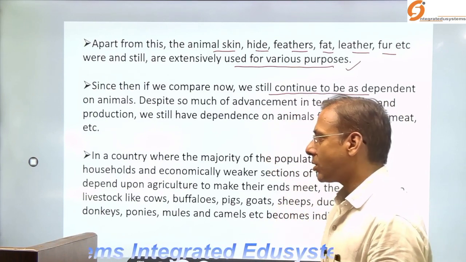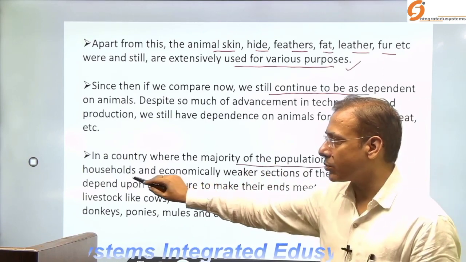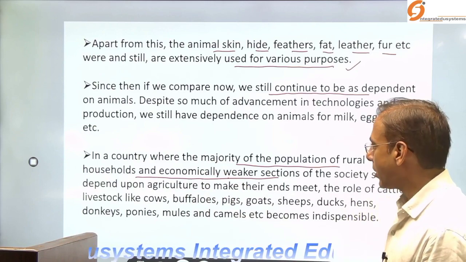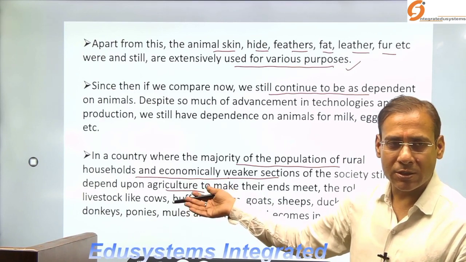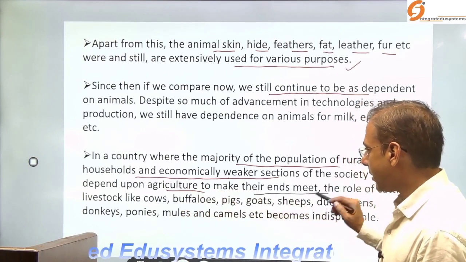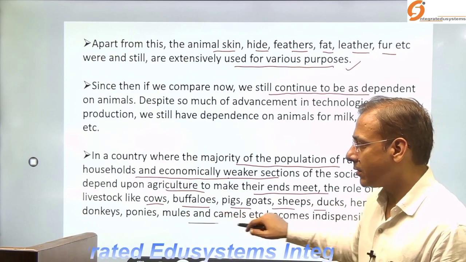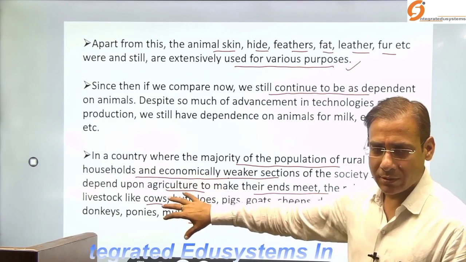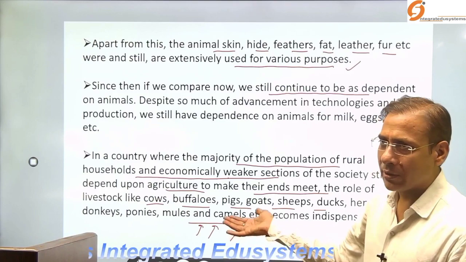Okay, but here I am talking about domesticated animals. In a country where the majority of the population is rural households and economically weaker sections, the animals are very, very important. They depend on agriculture, and agriculture is largely subsistence, and for subsistence agriculture, draught animals were used as an important means of agriculture. The cow, buffalo, pig, goat and sheep are the major animals used by Indians in the rural economy. They play a very significant and vital role in the upliftment of the rural economy.